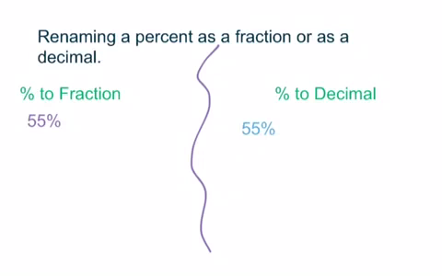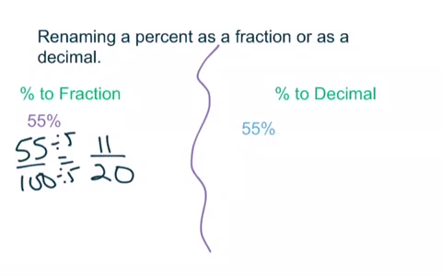Okay, so this first one on the left, we're going from a percent to a fraction. So the first thing here, we're going to do 55 over 100. Then we're going to simplify that. The GCF of 55 and 100 is going to be 5, so we're going to divide by 5, divide by 5. Then we're going to do 11 over 20. Okay, so that's how we go from a percent to a fraction.